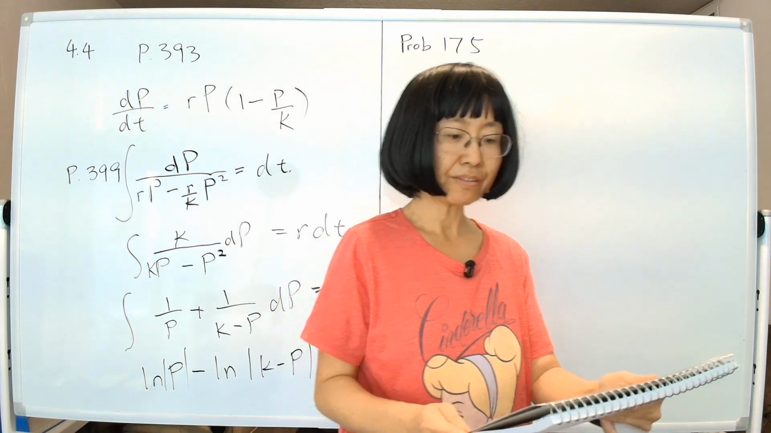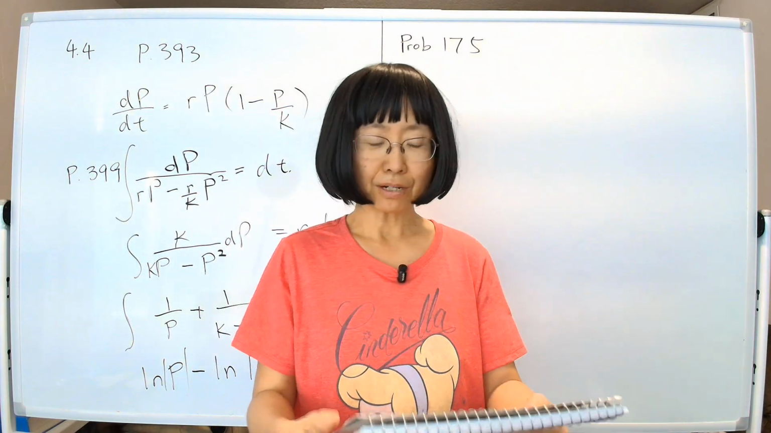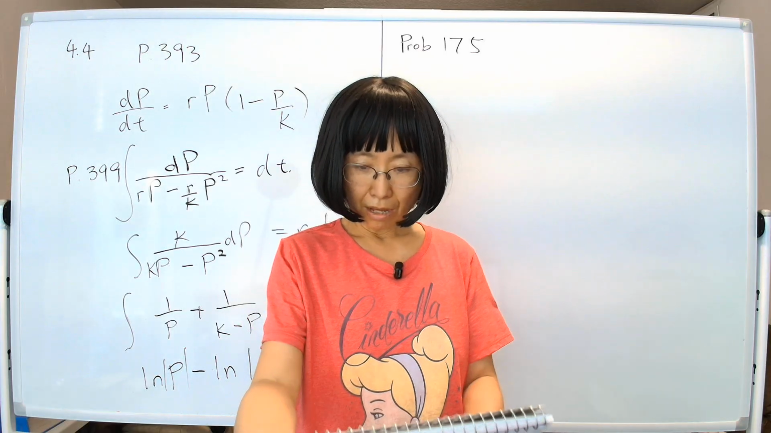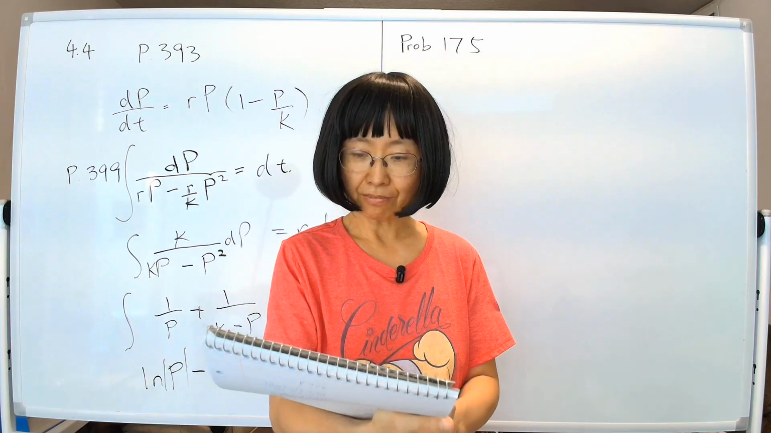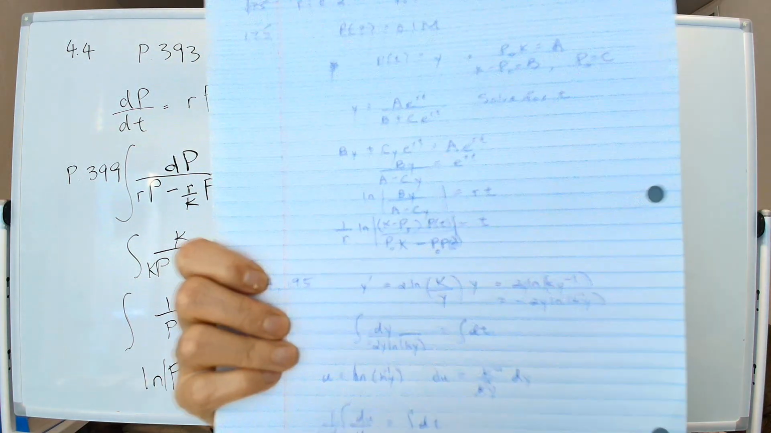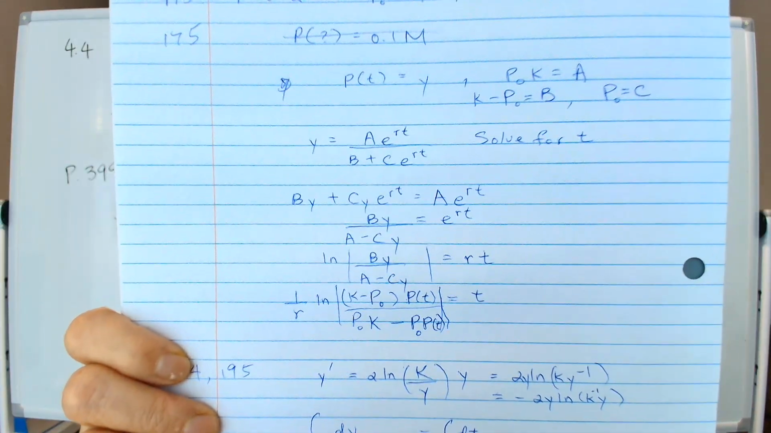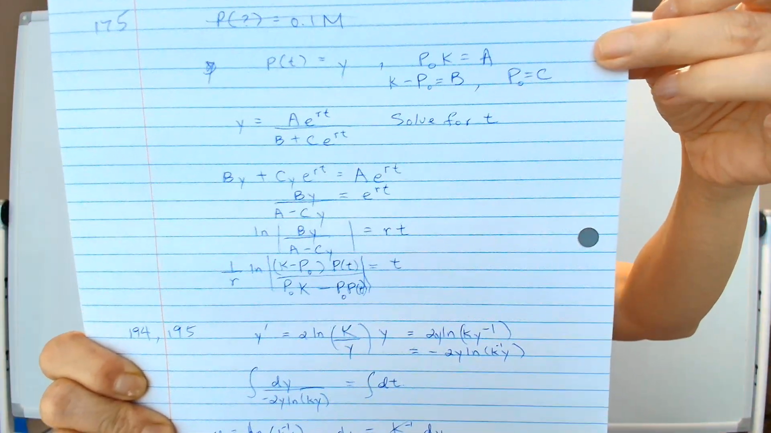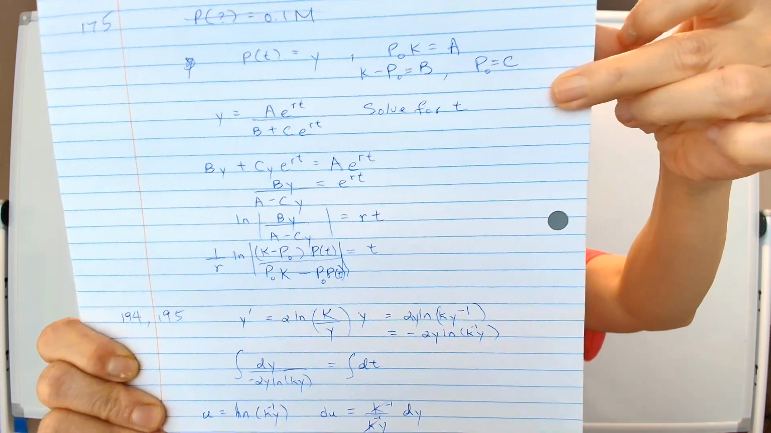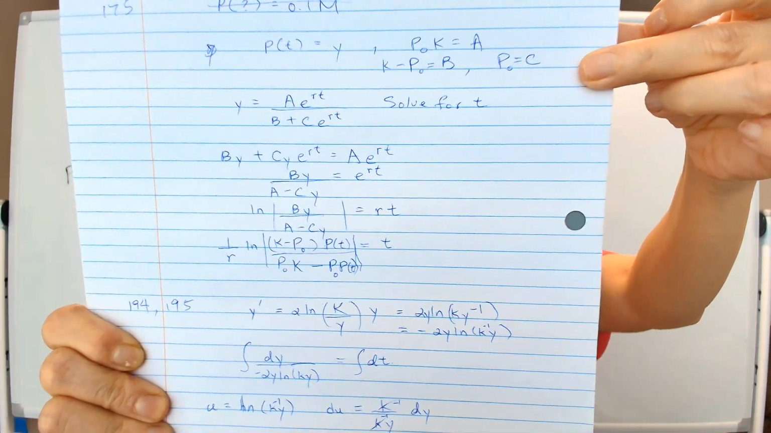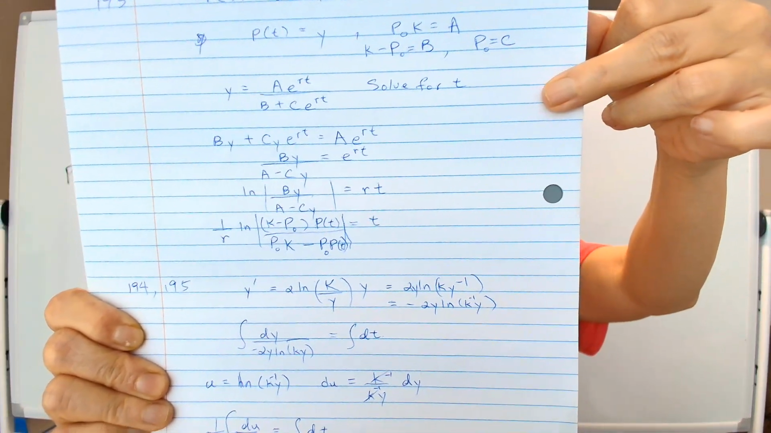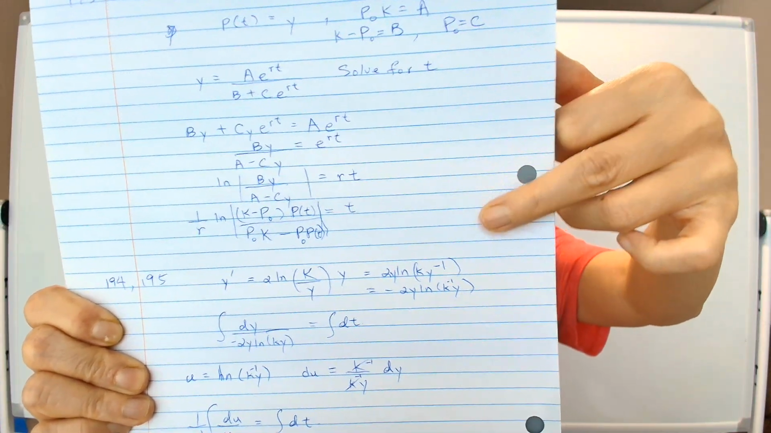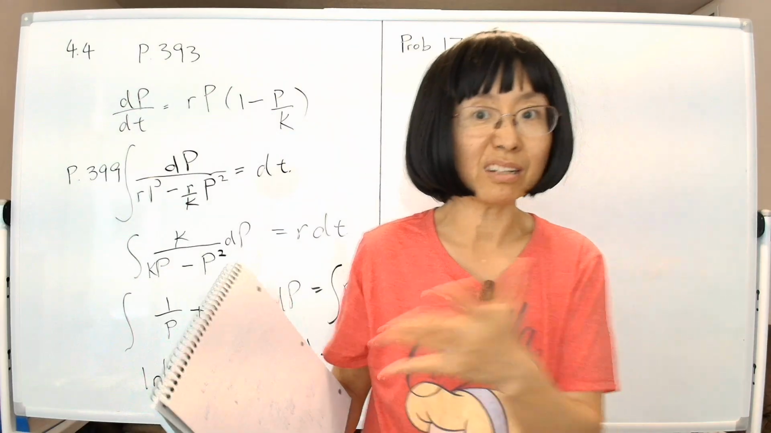Now, problem 175 is a matter of finding the number of years. It's a quick algebraic manipulation, except that you're going to have to deal with a lot of variables. One way I suggest is to let P0k equal the letter A, k minus P0 as letter B, and P0 equal to C, rewrite the equation to make it a lot simpler, come up with the answer, and then plug everything back in and calculate.